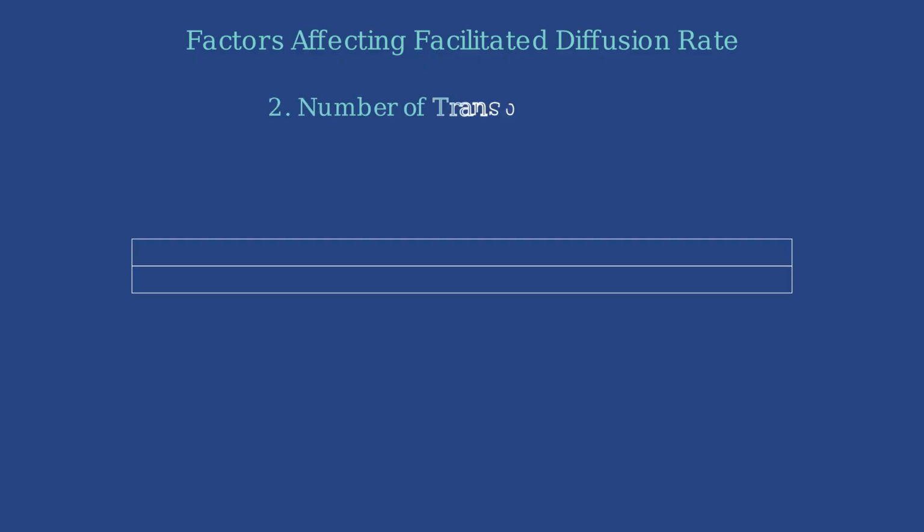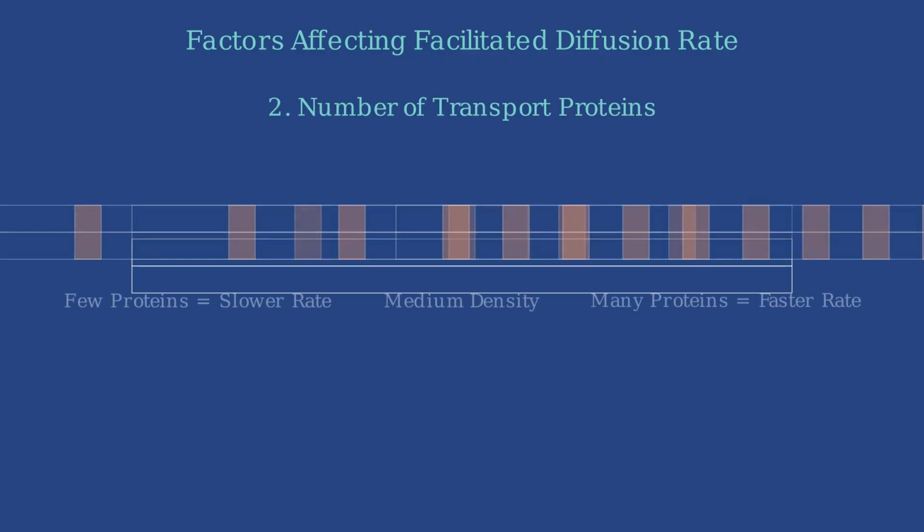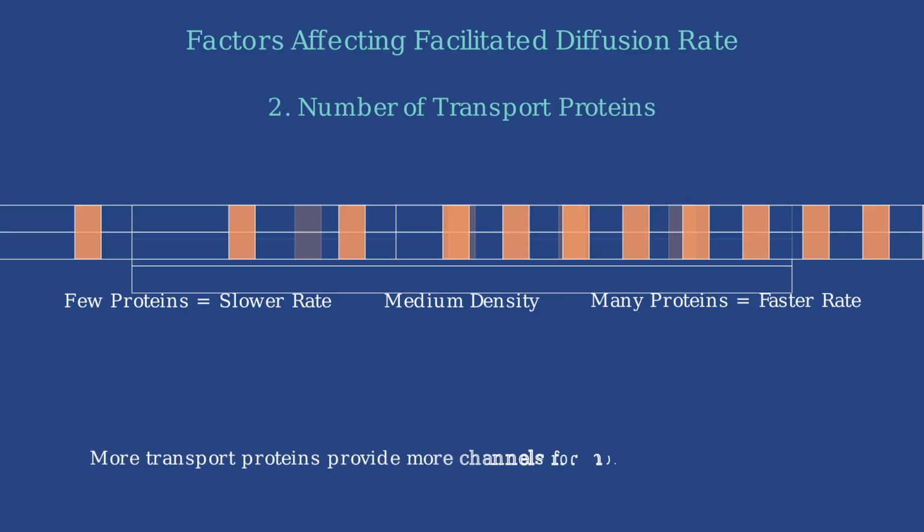The second factor is the number of transport proteins in the membrane. Membranes with more transport proteins allow for faster, facilitated diffusion. With more proteins, more molecules can pass through simultaneously, increasing the overall rate of diffusion.